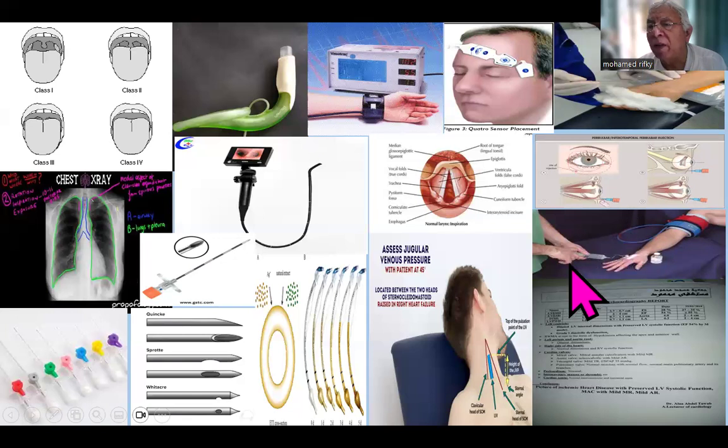This is what we call local intravenous anesthesia, where we put a cuff and inflate the cuff 80 millimeters of mercury above the systolic, and we inject a local anesthetic in the periphery. The anesthesia will be confined to this area so that the surgeon can work.